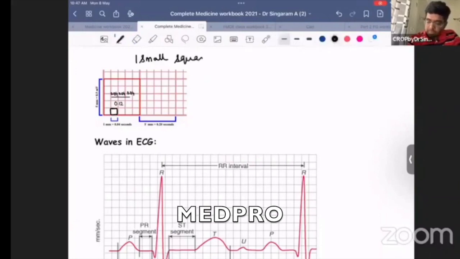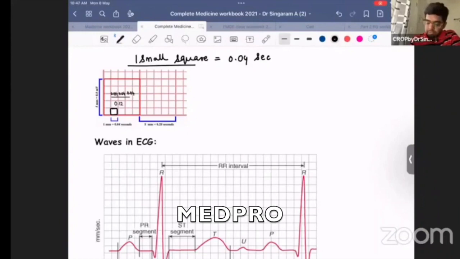What is the time for that small square? It represents 0.04 seconds, or it is also called as how much? 40 milliseconds, correct. Okay, 40 milliseconds or 0.04 seconds.